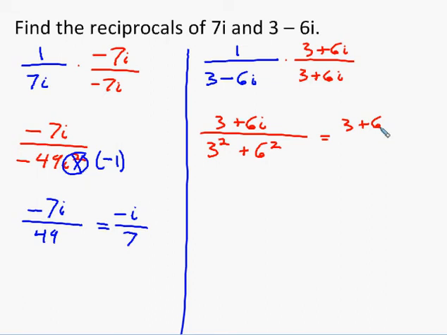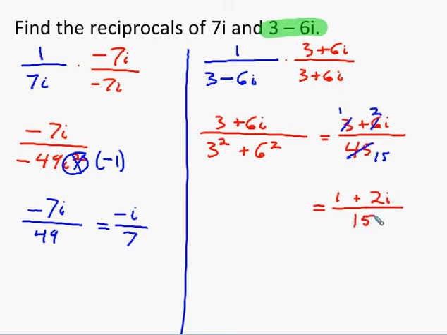3 plus 6i over 9. 3 squared is 9 plus 36. 9 plus 36 is 45. We can do some reducing again. 3 goes into all of these. 3 goes into 45 fifteen times, 3 goes into 3 once, and 3 goes into 6 twice. And so the reciprocal of 3 minus 6i is 1 plus 2i over 15. Doesn't look much like the reciprocal, but that is the reciprocal written in the proper way.